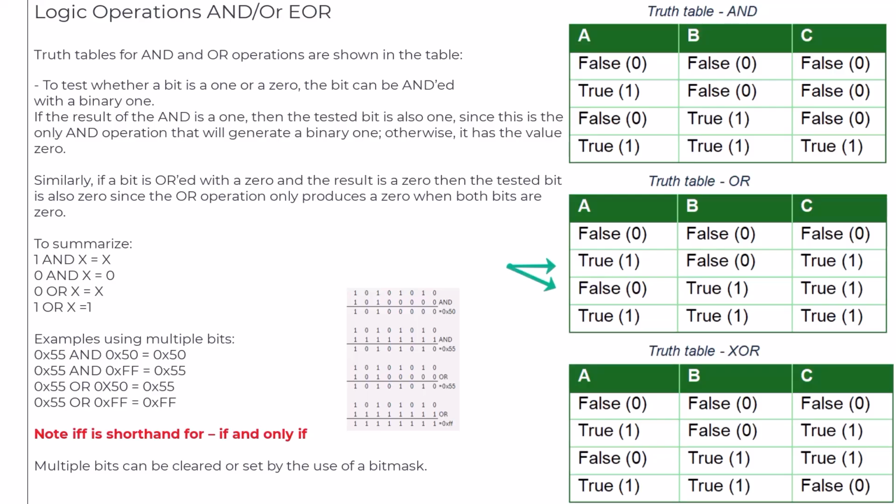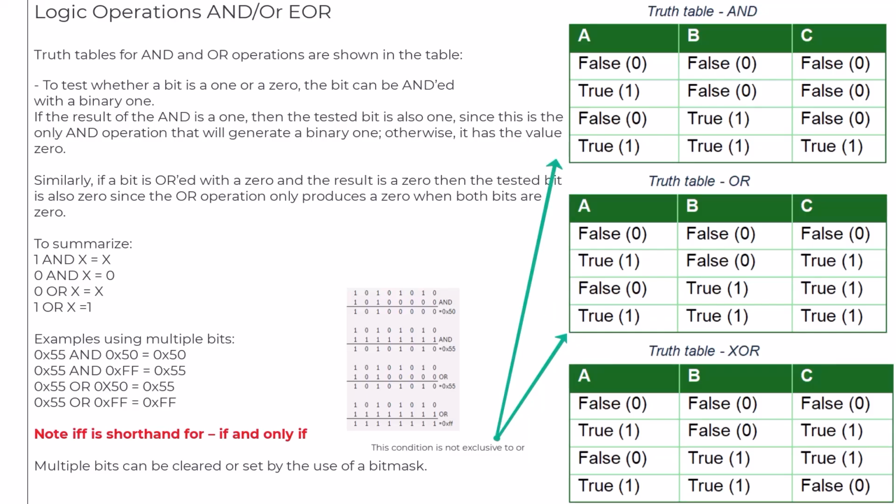So the output is true. Here B is true, so the output is true. Here both are true, so the output is true. Now with exclusive OR, the function is exclusively to the OR condition. So if you look at this last result or condition, where both values are true, giving a true result, this condition is actually common with the AND table.